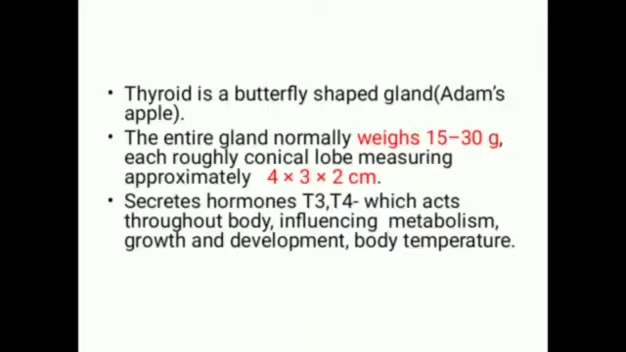The entire gland normally weighs around 15 to 30 grams and each roughly conical lobe measures approximately 4 into 3 into 2 centimeter. Now this thyroid gland secretes hormones, T3 and T4, which act throughout the body, influencing the metabolism, growth and development and the body temperature. This is the normal thyroid.